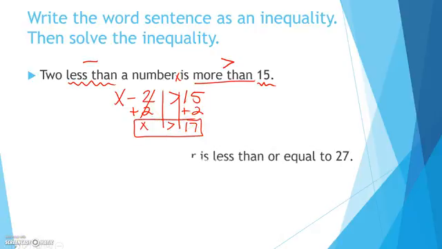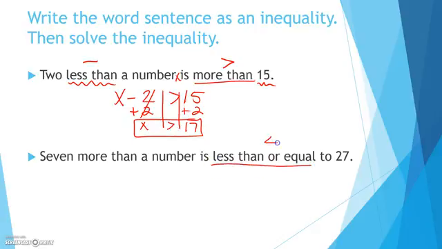Our next one says 7 more than a number is less than or equal to 27. So less than or equal to is actually the name of our symbol, less than or equal to. And we know something is less than or equal to 27. So 7 more than a number is less than or equal to 27. Again, I'm going to put a number x just so we have that variable. You can pick any variable you want if you're not given one.